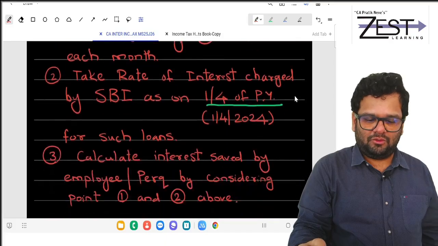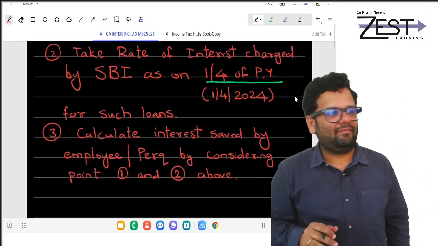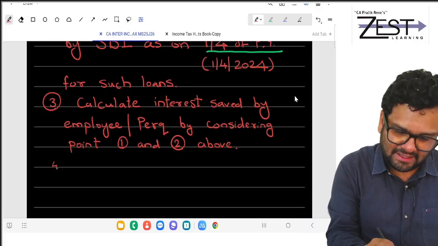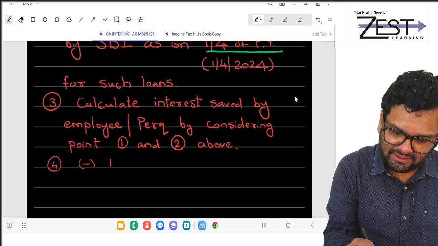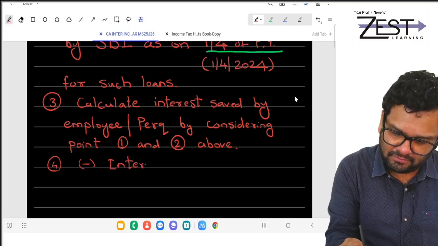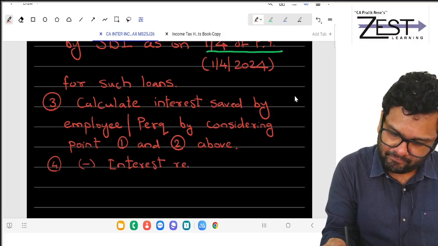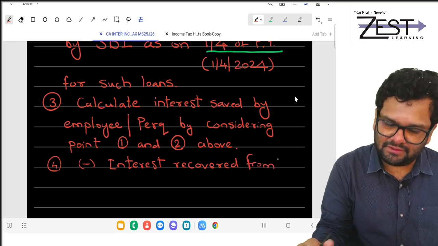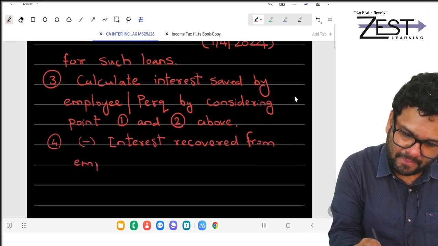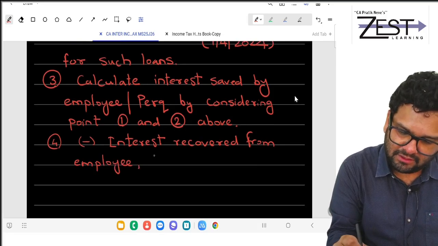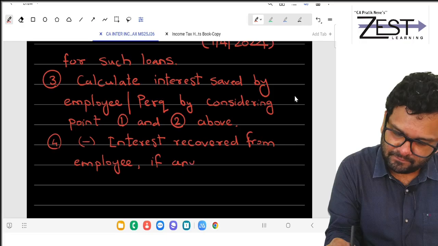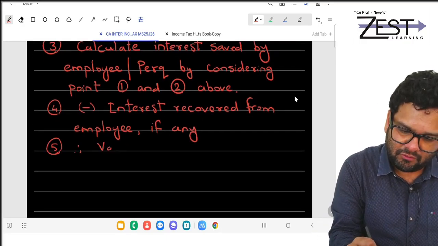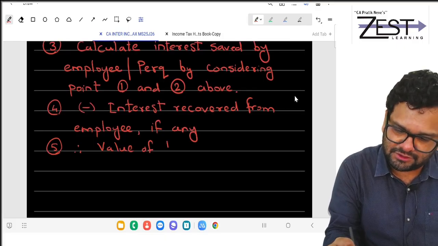I will explain now how to apply this. And the fourth step, less: interest recovered from the employee, if any. And the fifth step, you will get therefore the value of perquisite.